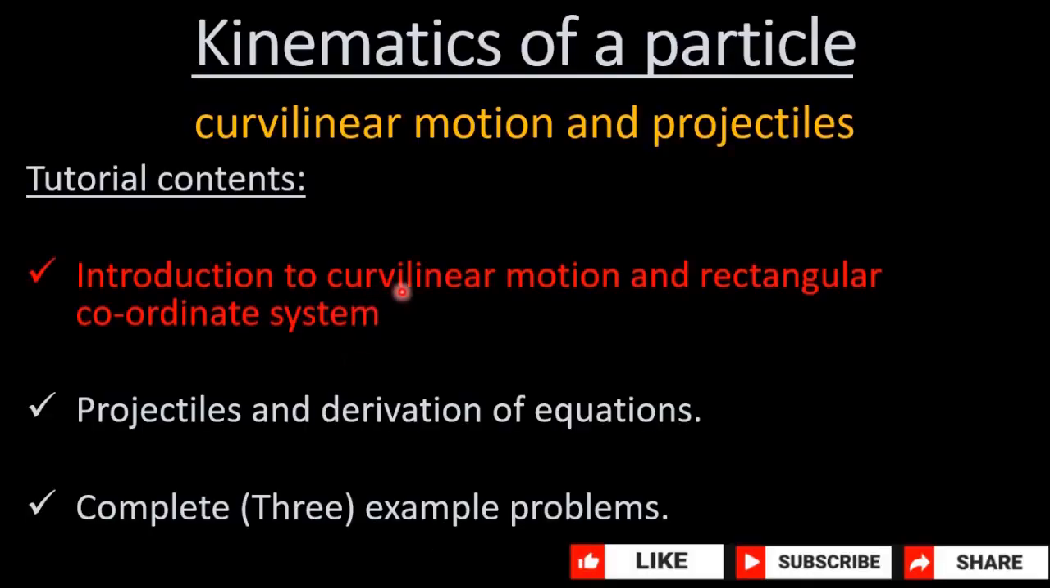Now that we've looked at curvilinear motion and the rectangular coordinate system, we're now going to look at projectiles. So in this section here, I'll be working just with symbols, as it can be quite useful for you to see where the equations come from, and hopefully along the way you'll pick up some mathematical tricks. And in the last section here, we'll look at 3 numerical examples for you to have a look at.